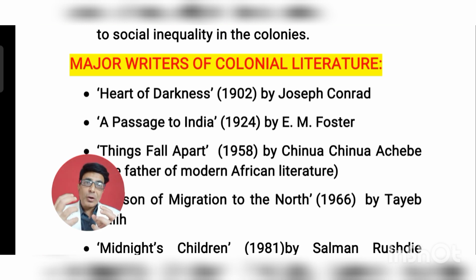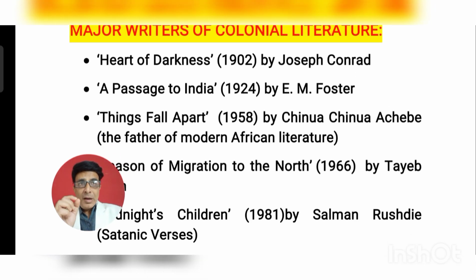This conflict between the colonizers and the colonized people is very well expressed by some of the very important writers of colonial and post-colonial literature. The most important is a novel written by Joseph Conrad, Heart of Darkness, published in 1902. E.M. Forster is also known as a very popular writer of colonial literature. A Passage to India, published in 1924, is an important colonial document of literature.